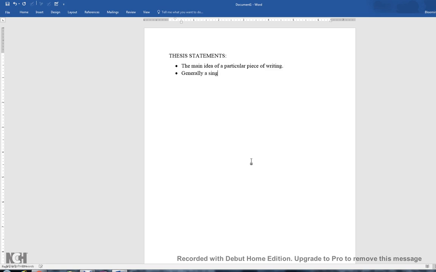Now, it's generally a single sentence, so that if I am to isolate the sentence and pull it out of the paper, I should be able to note that it is a thesis because it's going to do some particular things that we'll talk about. Now, where is it found in the paper? Usually it's found as the last sentence of the first paragraph, or introduction if it's more than one paragraph. And so again, a single sentence that reflects the main idea or the purpose behind the writing.